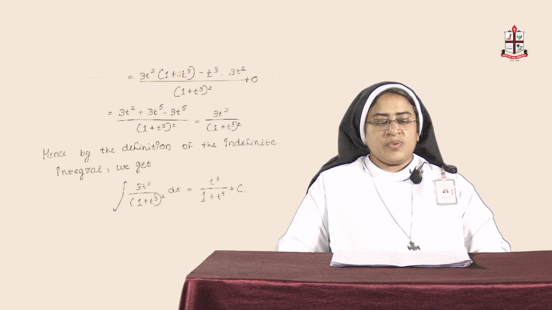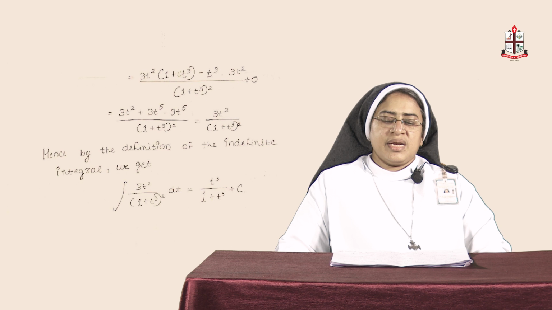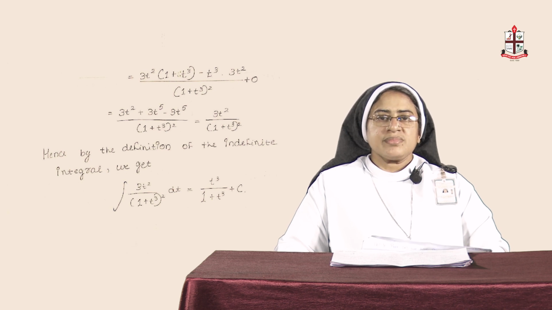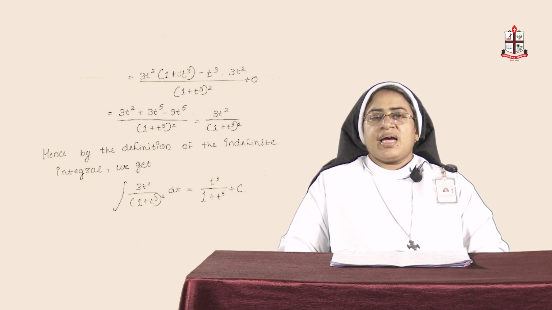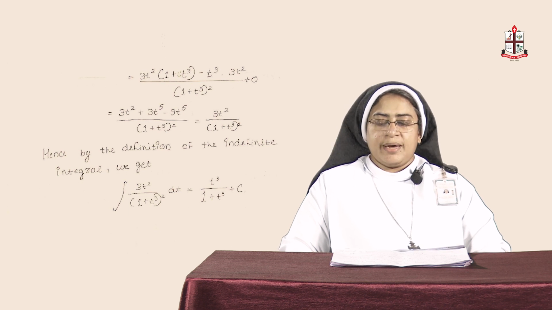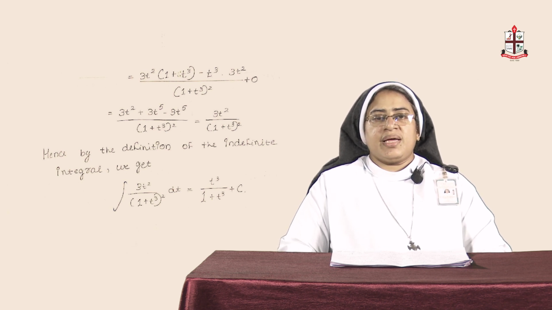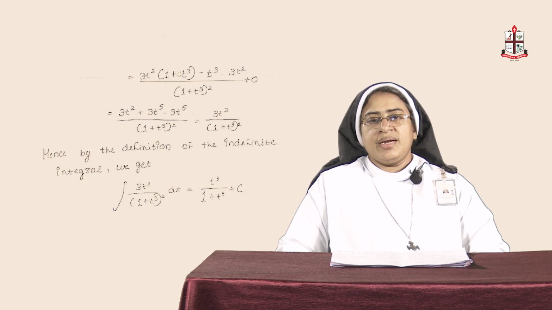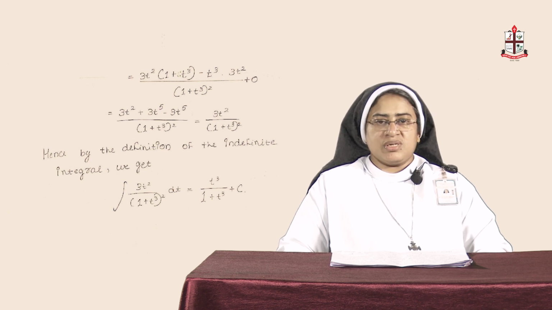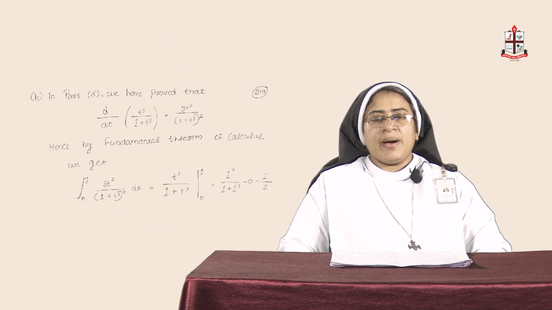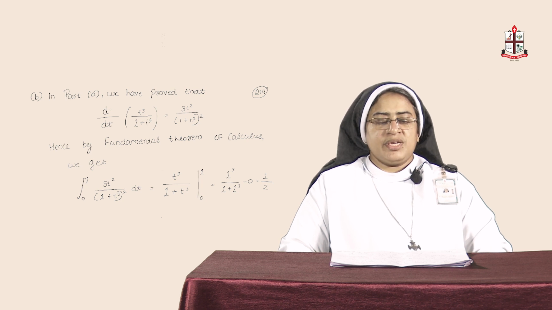So, you will get 3t square plus 3t raised to 5 minus 3t raised to 5 by (1 plus t cube) the whole square. You can cancel the t raised to 5 term, you will get 3t square by (1 plus t cube) the square. Hence, by the definition of indefinite integral, you will get integral 3t square by (1 plus t cube) the square dt, the value equals t cube by (1 plus t cube) plus the constant c. Now, in the next problem, in the part A, we have just proved d by dt of t cube by (1 plus t cube) is equal to 3t square by (1 plus t cube) the square.